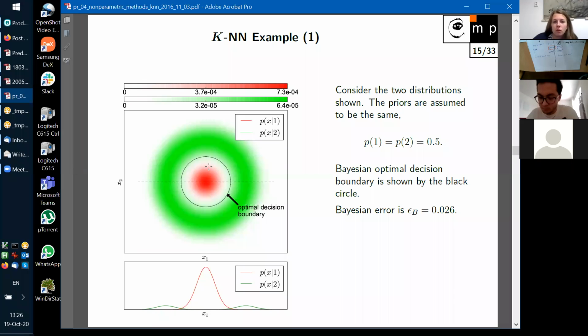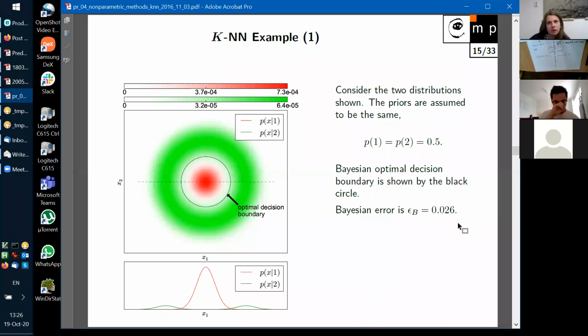This is an example where we have two classes. They have equal priors in this synthetic model. The one class is a Gaussian in 2D, centered at 0, and the second one is, let's say, a noisy circle, like an annulus, or you can think about it as a circle with Gaussian noise in the radial direction. The Bayesian error is 0.026, so 2.6%.